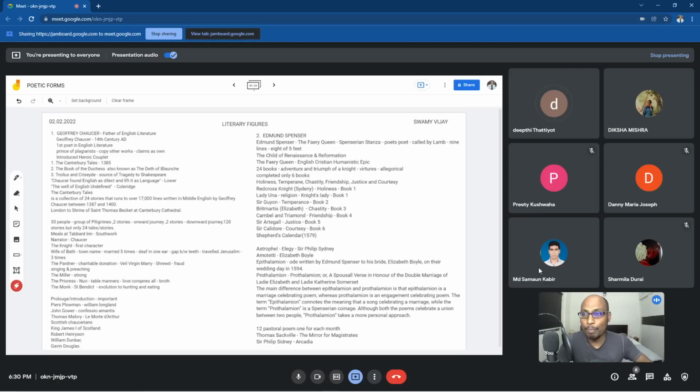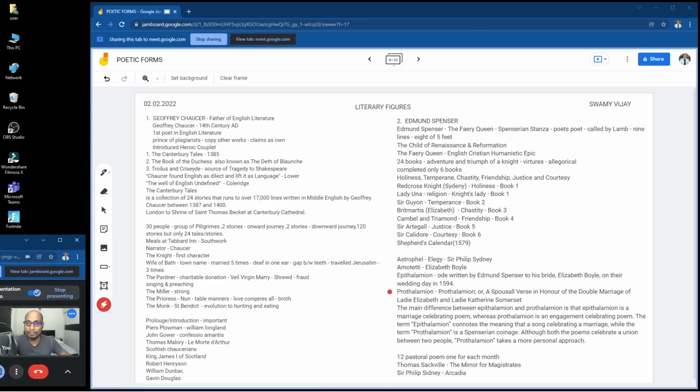Right. So before Chaucer, which age was there? Which period? Old English, the Anglo-Saxon period. The Anglo-Saxon period was also known as the Old English period. A very famous literary work was published in the Old English period, that is Beowulf. So before Chaucer there was no notable writer in English literature. Chaucer is regarded as the father of English literature, he belongs to the 14th century AD, and he is the first poet in English literature.